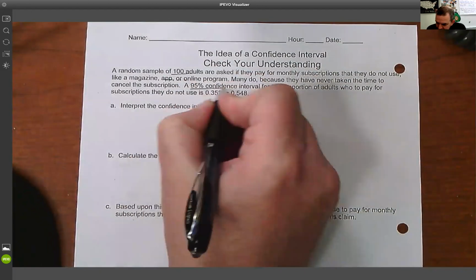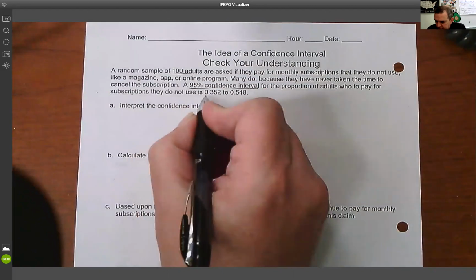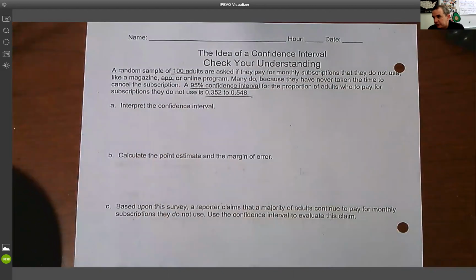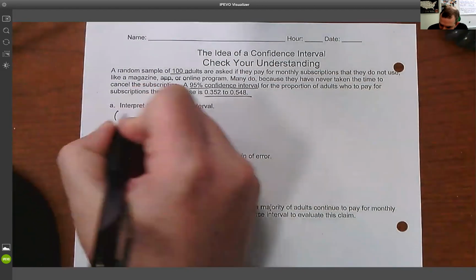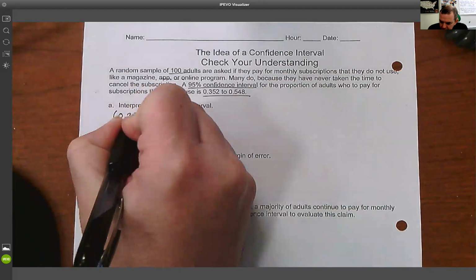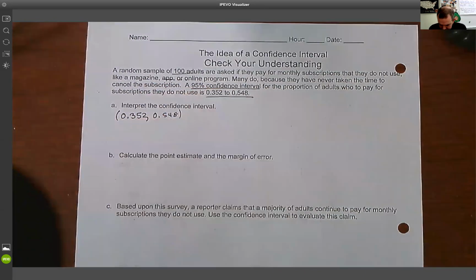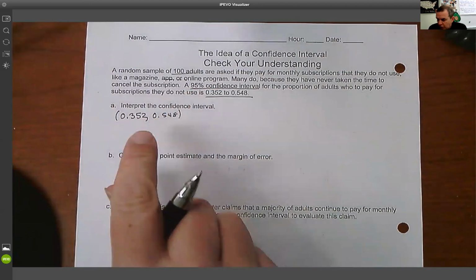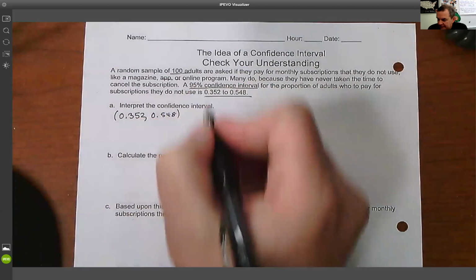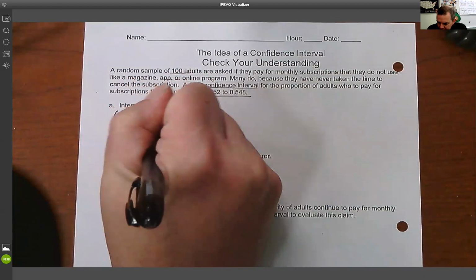A 95% confidence interval for the proportion of adults who pay for subscriptions they do not use is 0.352 to 0.548. So we want to interpret the confidence interval. So first thing, this is the confidence interval, 0.352, comma, 0.548. That is my confidence interval. So interpret this confidence interval. Well, it's a 95% confidence interval.